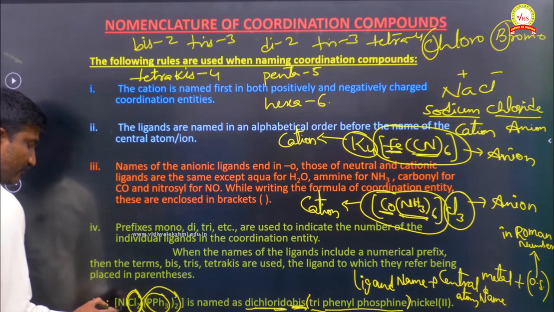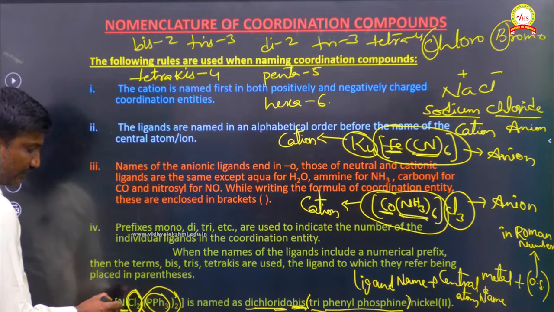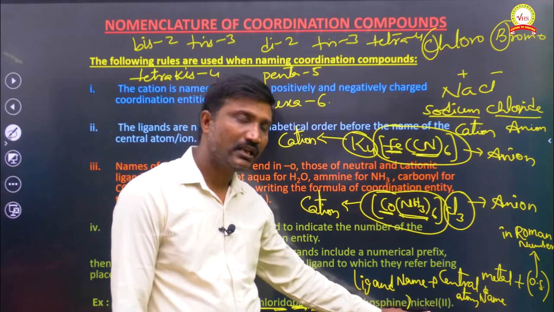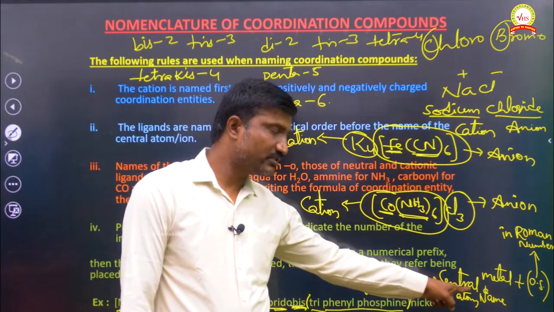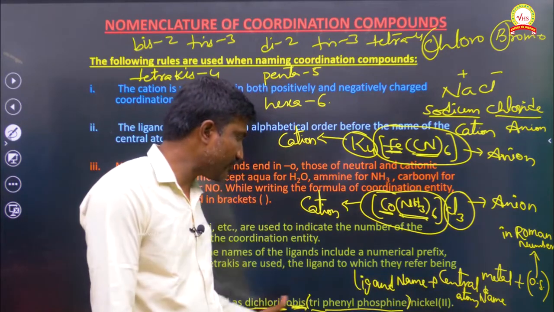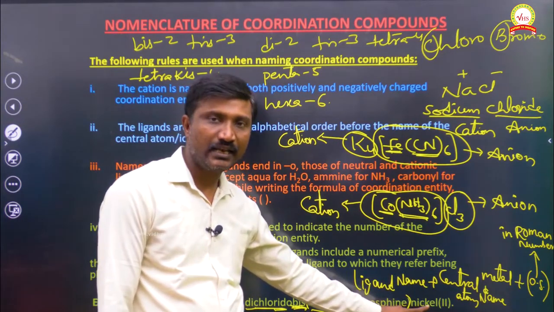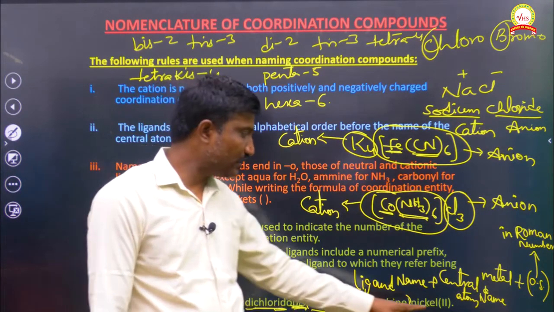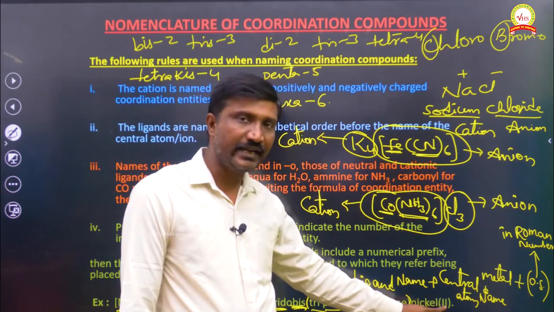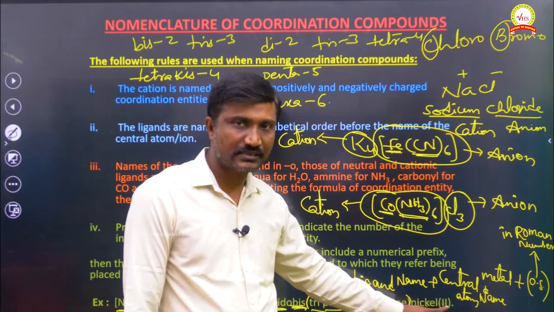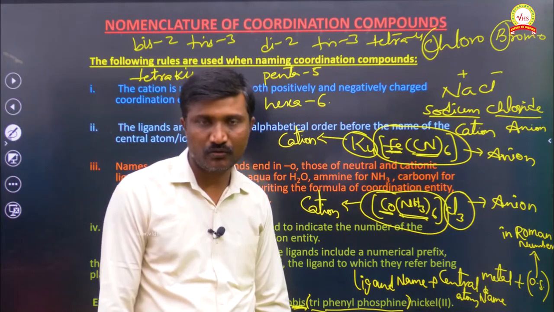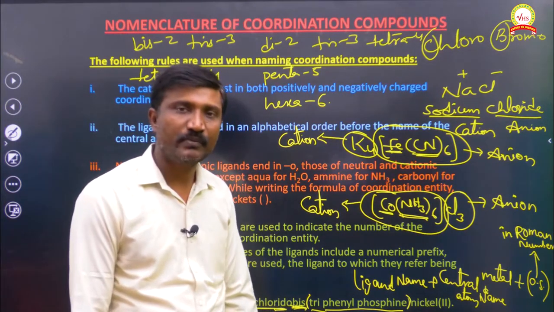Okay. And after that what we have to write? Metal name. Here the metal is nickel, so nickel. After writing the ligand name, we have to write down the central metal atom name. That central metal atom is nickel, so nickel. And nickel is present in oxidation state 2, so that 2 we indicate in parenthesis. Clear? So, this rule we have to follow when we write down the complex compound name.